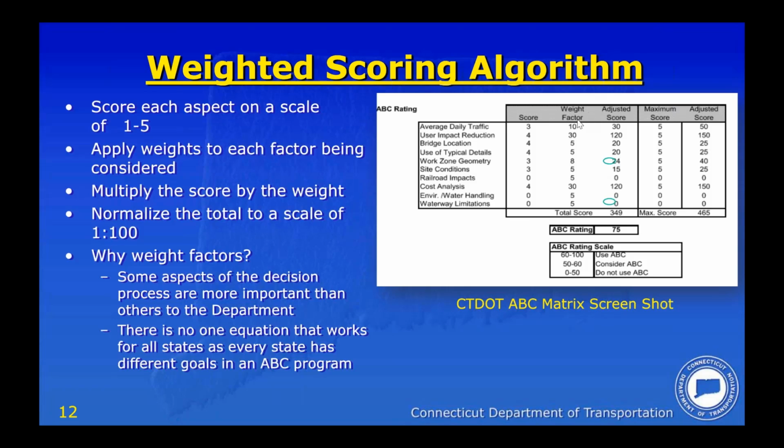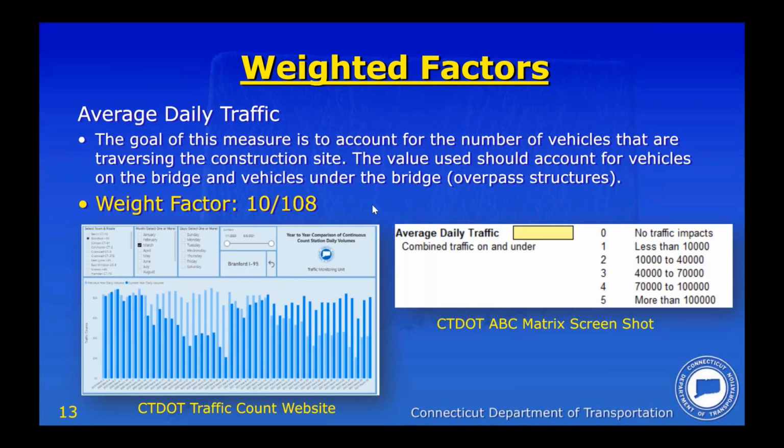So, these weight factors are factors that might vary from state to state. For us, our user impact was very important, so we had this as a very high number. This could perhaps even be made larger, but we felt comfortable with the 30 as a weight factor. So right now I'm going to discuss these 10 different measures here that went into the ABC decision. These are a matrix. These are factors here that a designer would insert in the table here.